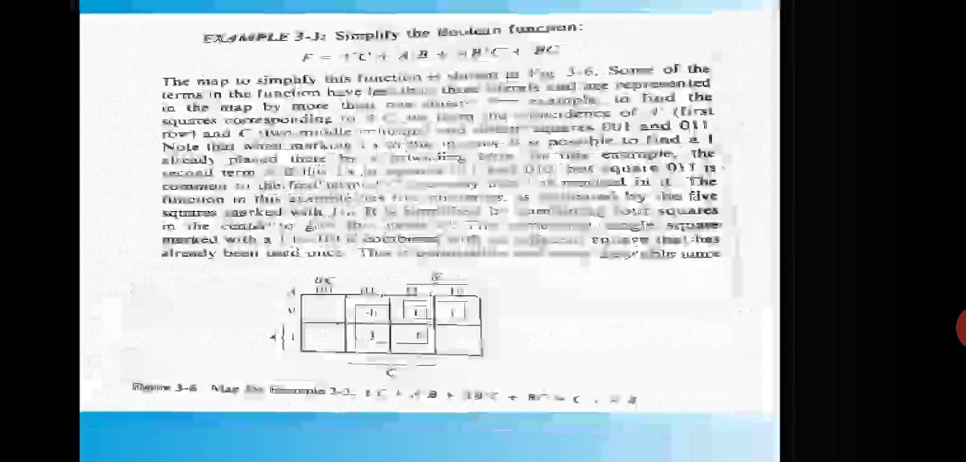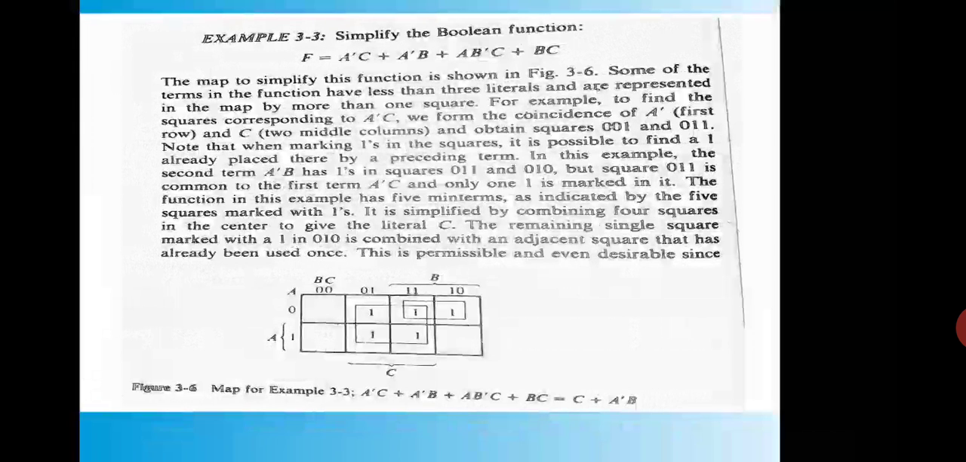So f equal to a dash c plus a dash b plus a b dash c plus b c. If this is the case, how exactly can you work? So that means ultimately you have three variables, isn't it? A, b and c. In the previous example you had taken x y z, but in this case you have taken a b c. There is nothing new here. The concept remains the same, but the terminology or the labeling of things will be different. That's it. The map simplifies this function, shown in the figure below.